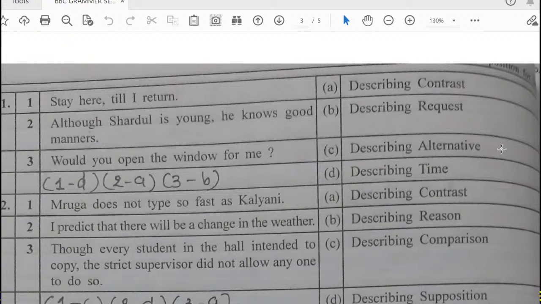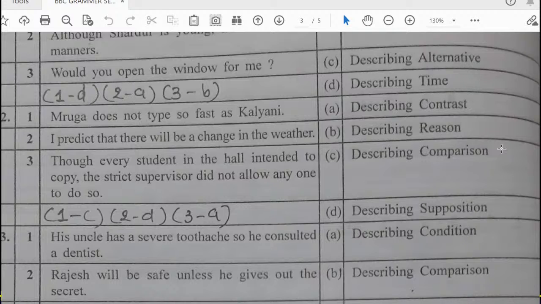So the first sentence is connected with describing comparison, C. Second, I predict that there will be a change in the weather is connected with option D. And the third, though every student in the hall intended to copy, the strict supervisor did not allow anyone to do so, is connected with describing contrast, option A. Now number 13.